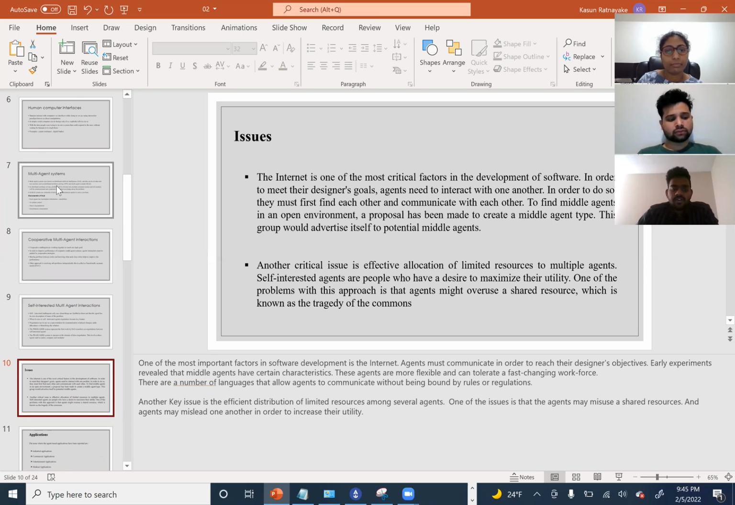Coming to the issues, one of the most important factors in software development is the internet. Agents must communicate in order to reach their designers' objectives. Early experiments revealed that middle agents have certain characteristics. These agents are more flexible and can tolerate a fast changing workforce. There are a number of languages that allow agents to communicate without being bound by rules or regulations. Another key issue is the efficient distribution of limited resources among several agents. One issue is that agents may misuse shared resources, and agents may mislead one another in order to increase their utility.